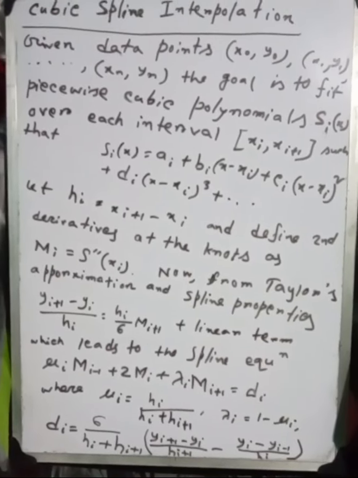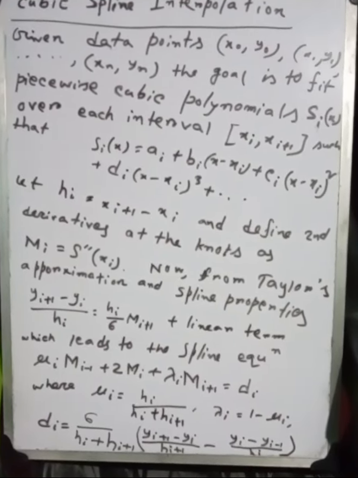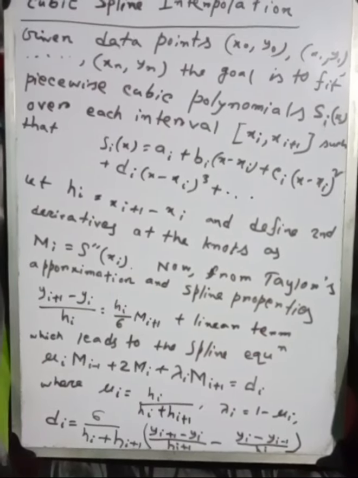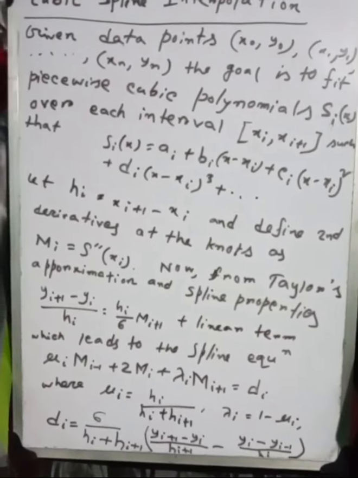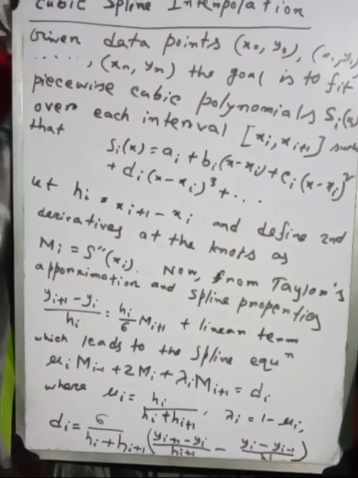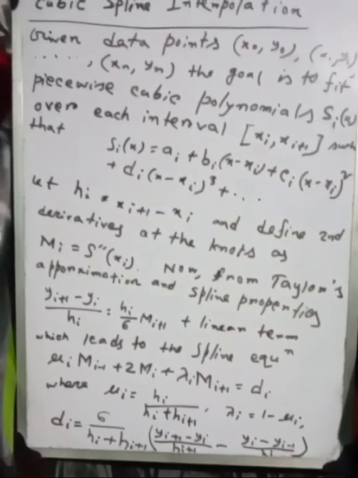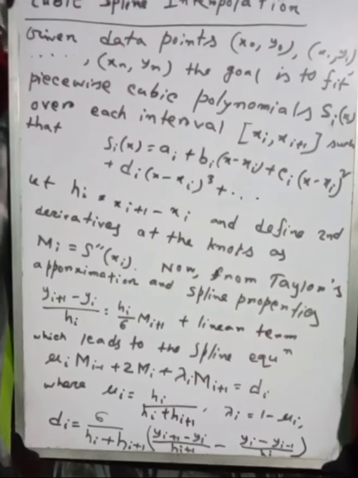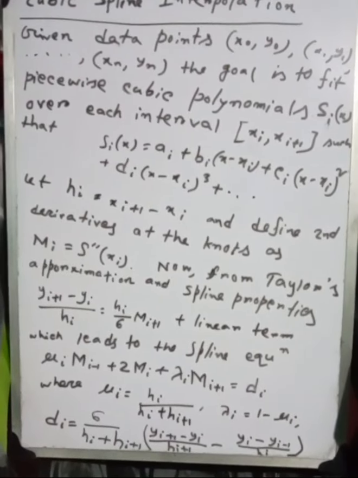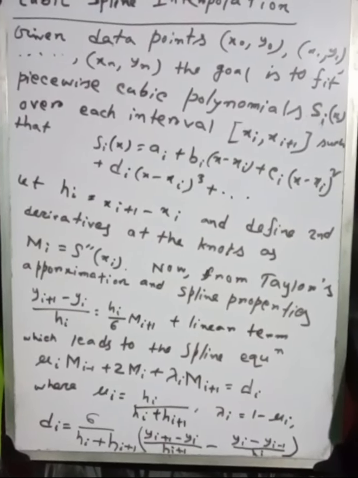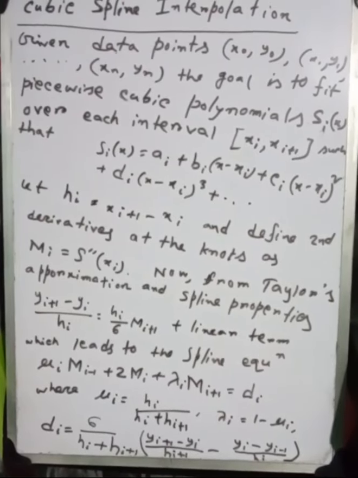Our goal is to fit piecewise cubic polynomials Si(x) over each interval [xi, x(i+1)] such that Si(x) is equal to ai plus bi multiplied by (x minus xi) plus ci multiplied by (x minus xi) squared plus di multiplied by (x minus xi) cubed.